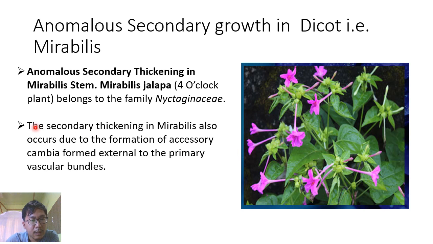All right, the secondary thickening in Mirabilis is also due to the formation of accessory cambium external to the primary vascular bundle. Here also the secondary thickening is due to extra cambium, that is outside the normal primary vascular bundles. More or less, if you know the anomalous secondary growth in the case of Amaranthus, during the exam you can just write either of them.